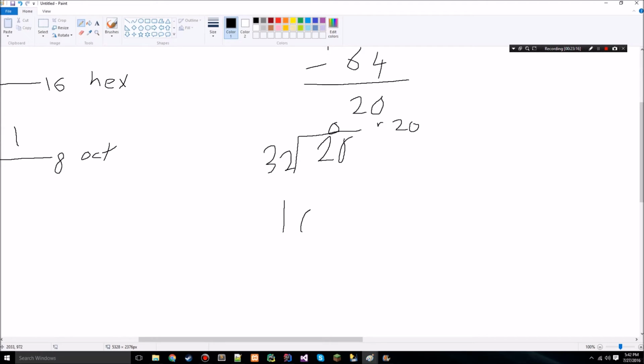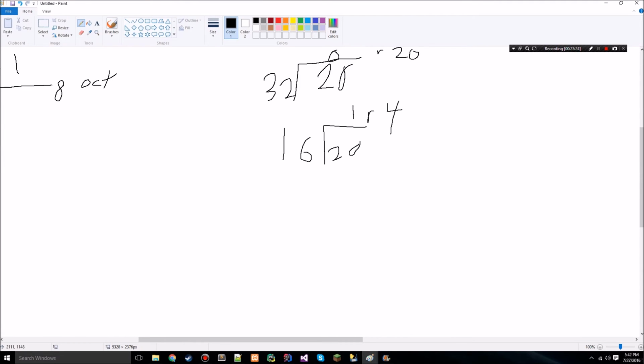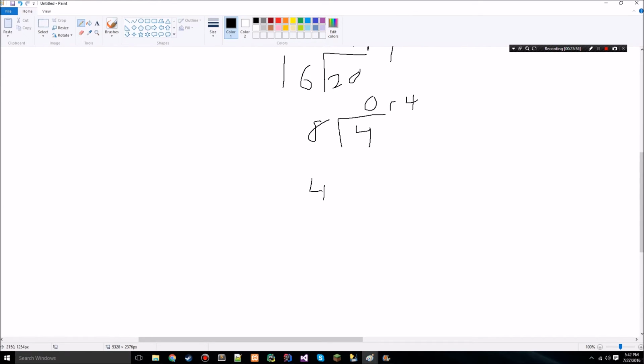And then let's go to 16. 20 divided by 16 is 1, remainder 4. Now let's go to 8. 4 divided by 8 is 0, remainder 4. Then we go on to 4. 4 divided by 4 is 1, remainder 0. And then now we have 0. 0 divided by 2 is 0, remainder 0. 0 divided by 1 is 0, remainder 0.